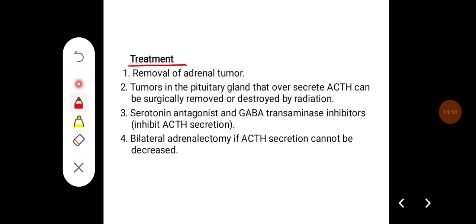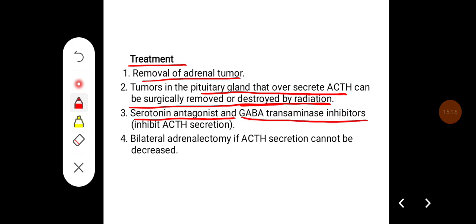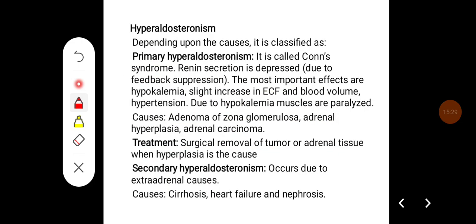The treatment of Cushing syndrome is the removal of the adrenal tumor, and tumors in the pituitary gland that oversecrete ACTH can be surgically removed or destroyed by radiation. Then serotonin agonists and GABA transaminase inhibitors, which can inhibit ACTH secretion, can also be utilized. And ultimately, bilateral adrenalectomy if ACTH secretion cannot be decreased.